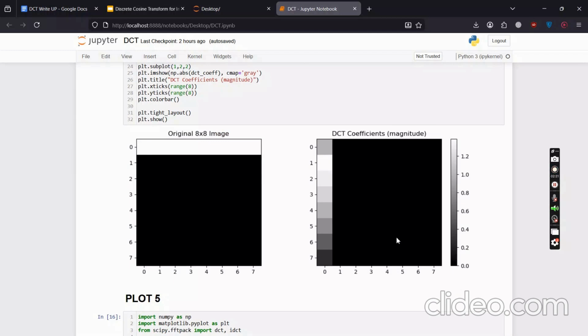Consider this 8 by 8 image which has a horizontal edge alongside. We have plotted the DCT coefficients and we see that they are all concentrated at k equal to 0, that is along the vertical frequency. Clearly, there is no variation in the horizontal frequencies of the image.